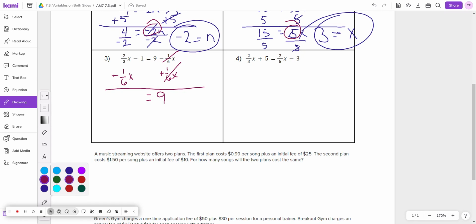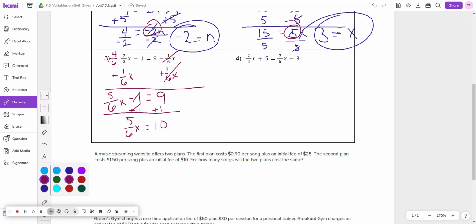Now, in order to add these two algebraic terms, I'm going to have to get common denominators. So for the top fraction, I need to multiply both the numerator and denominator by 2, which gives me 4/6. 4/6 plus 1/6 gives me 5/6 x. Bring down the minus 1. Now my strategy is going to be to add 1 to both sides, and then we'll talk about that other second strategy in just a second. So I'm going to add 1 to both sides. That gives me 5/6 x is equal to 10.